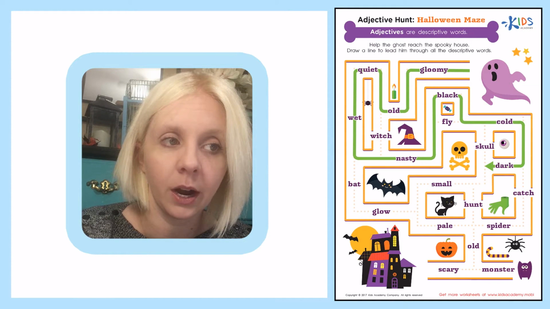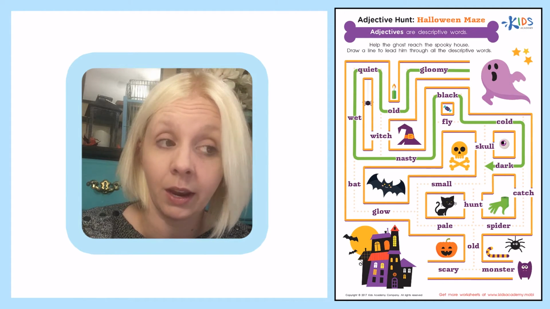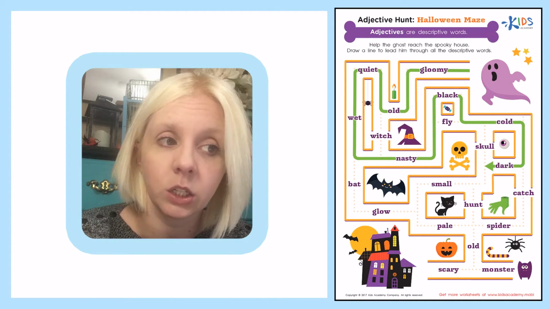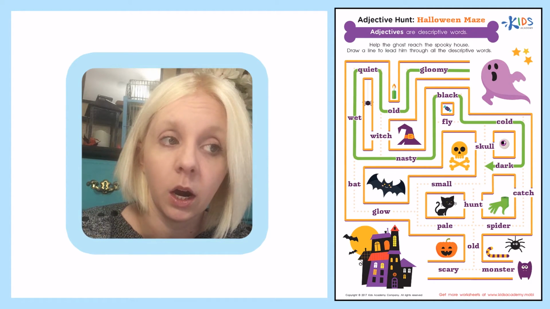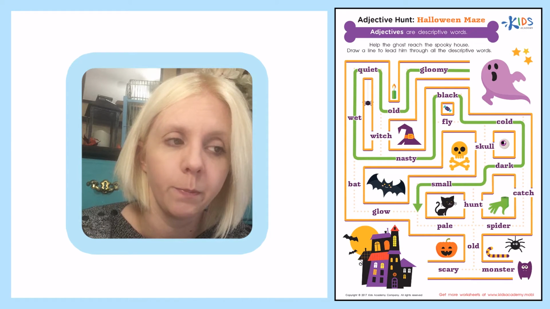And then from here, I can either go to skull, or I could go to hunt, or I could go to small. Which one do you think it is? Skull? Skull is a thing, so that one won't work. Small, the small kitty cat, or hunt. I'm gonna hunt for the mouse. Well, that's not a descriptive word. That's an action. So we need to go over to small. Here we go. And then we're going to go around the corner and back down. And then we run into a choice.